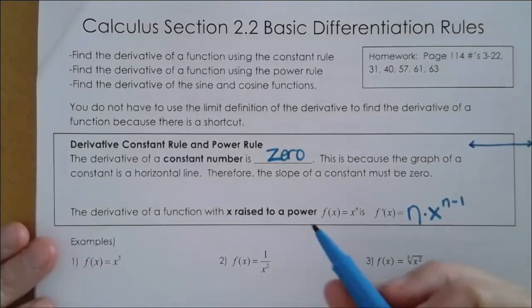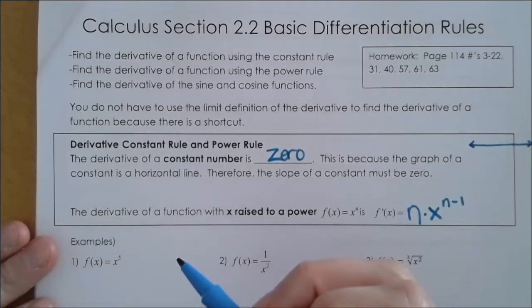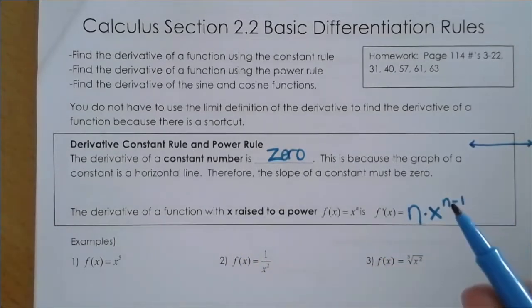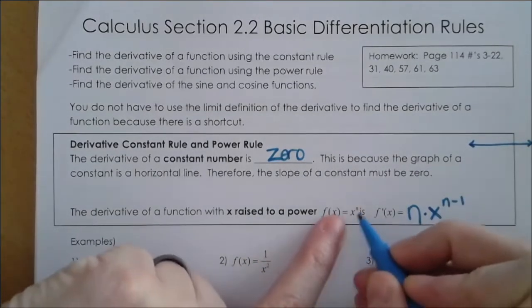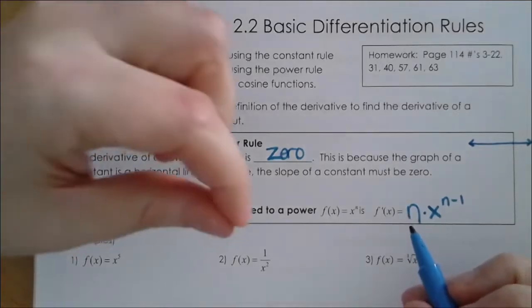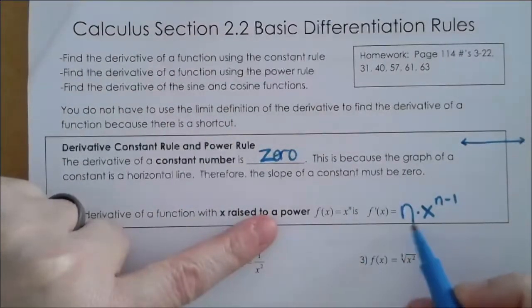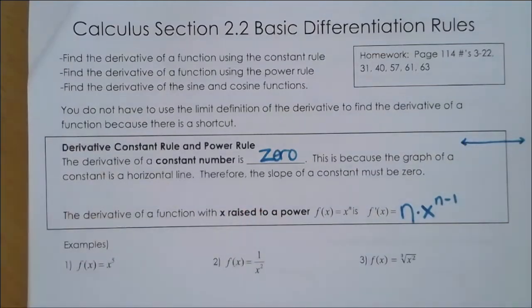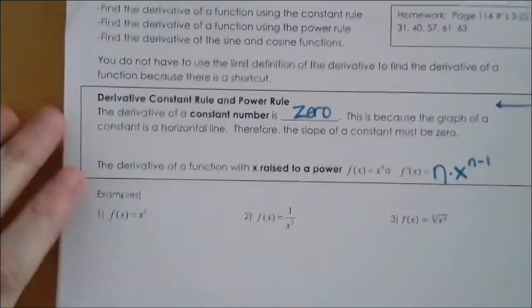The second one we're going to look at is the derivative of a function with x raised to a power. So like right here, x to the power of n. Our shortcut rule, so we don't have to use the formal definition every time, is n, so that power, times x to the power minus 1. So the power goes down by 1, and the power is also multiplied out in front.